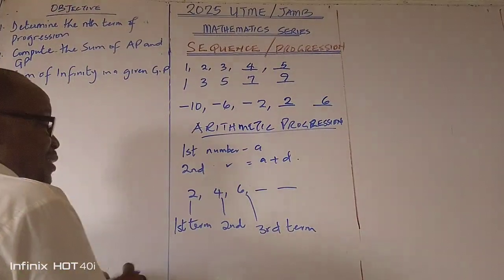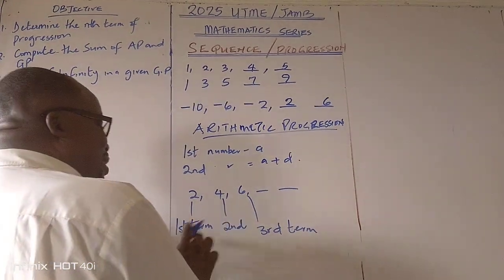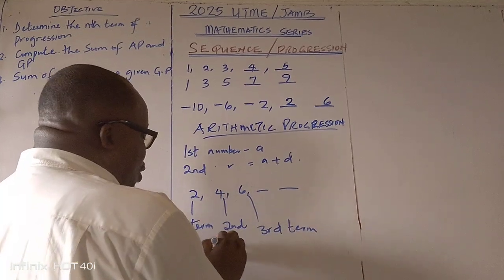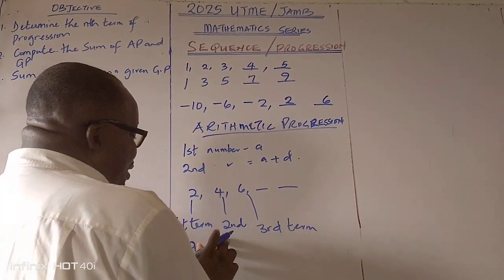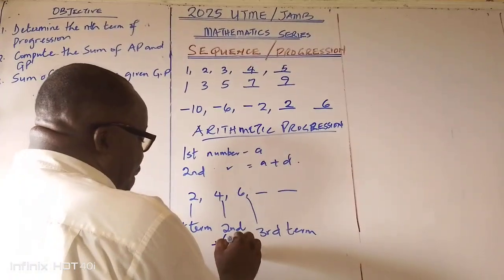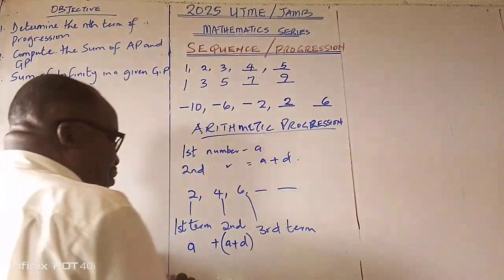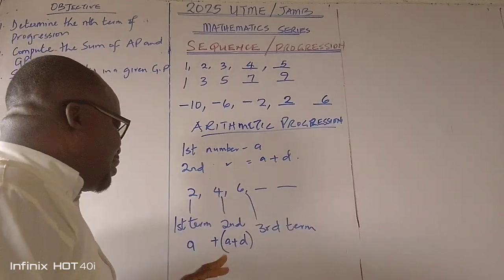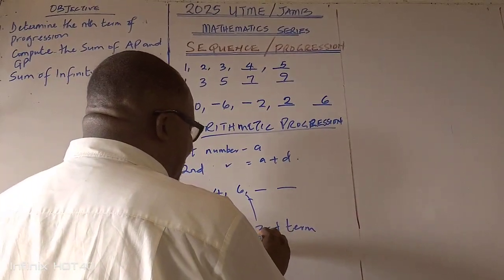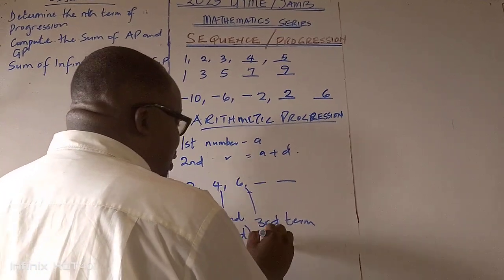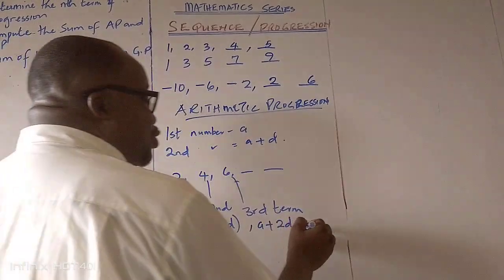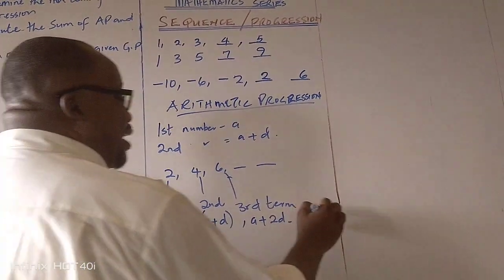So what it means is that if I call my first term A, my second term will now become A plus the common difference. The difference between this and this will be my second term, and my third term will be what? A plus 2D. We can continue like that till we get to an nth term.